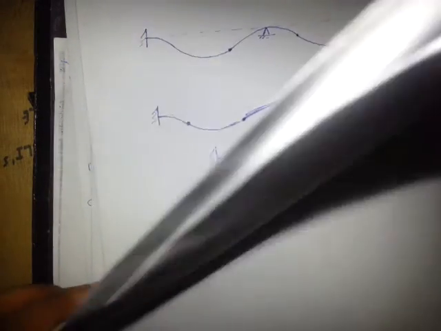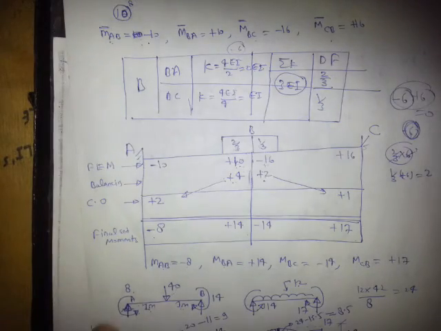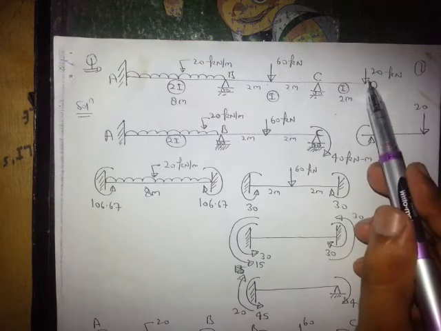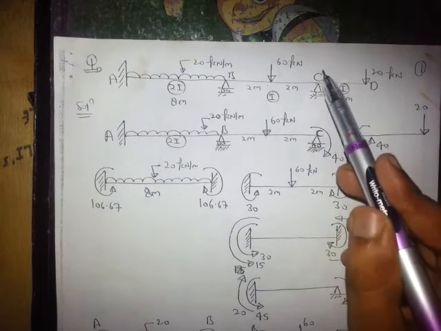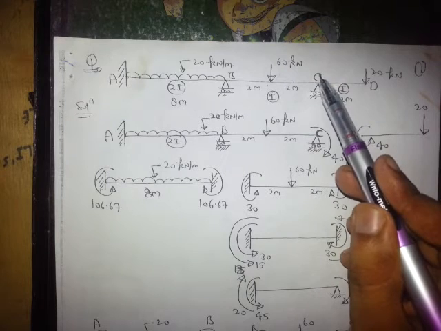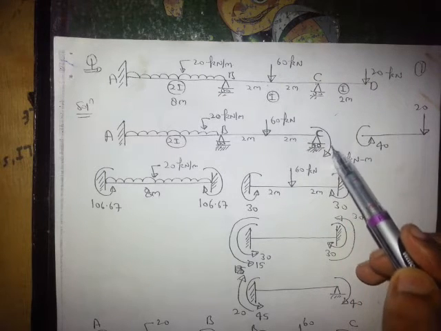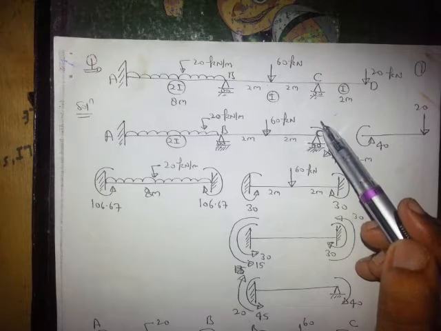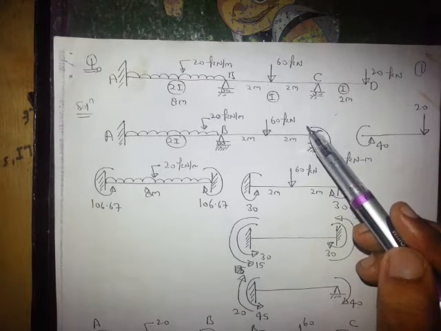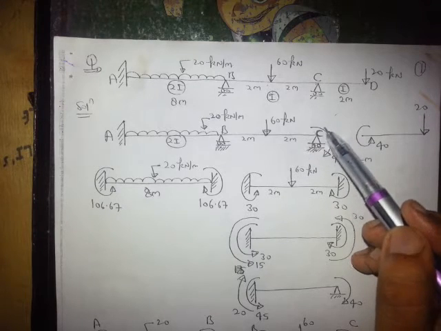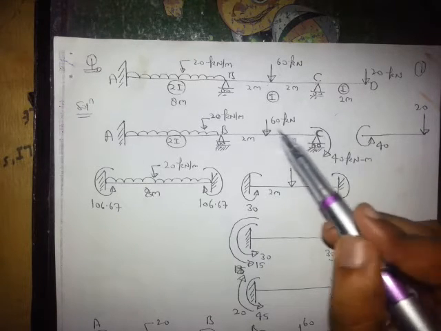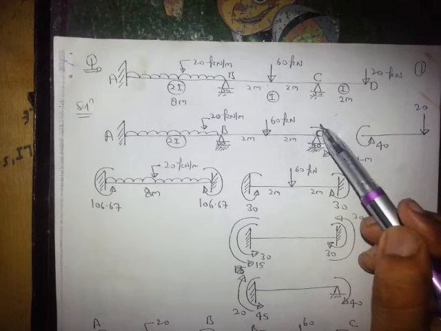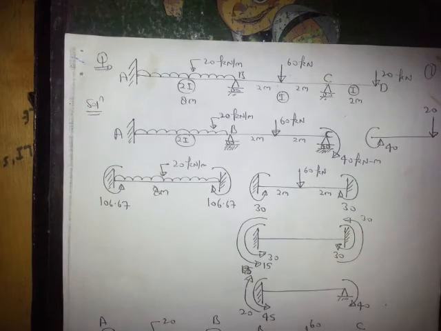Same I have done here. What I have done here: at A, this 20 will be transferred at C. So at C will be 20, and 20 into 2, 40 moment and 20 load. But dear friends, since we are drawing the BMD, bending moment diagram, if a load is just at the support, it will not bend the beam. So we will not consider this 20 point load. So we will consider only this bending moment, right?